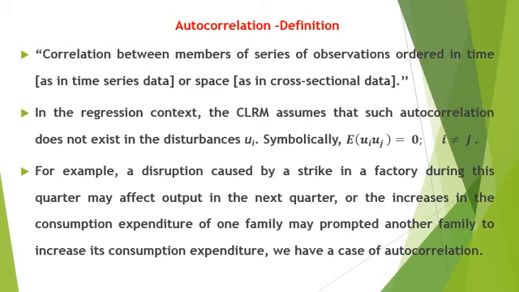Cross-section data also sometimes exhibit similar trends. For example, if we are dealing with data involving the regression of family consumption expenditure on family income, we may find signs of a demonstration effect. That is, a rise in the consumption expenditure of one family may very well prompt another family to increase its consumption expenditure. Here also we have a problem of autocorrelation.